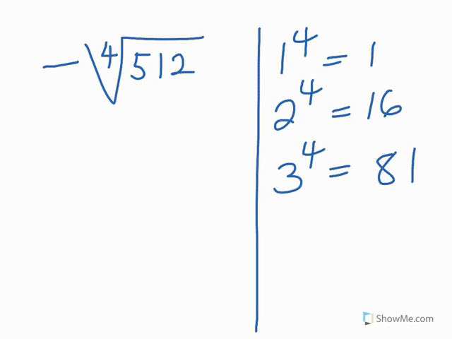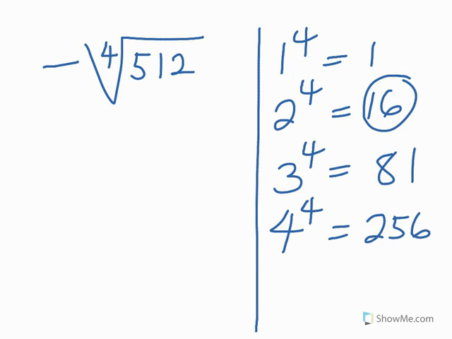Now, 16 can divide 512, actually. But let's try 4 to the fourth, which is 256. So in this case, we see at least two things that can go. 16 can go. 256 can also go. And remember what I told you in this case: when you have more than a pair of factors that has a perfect power, choose the highest one.